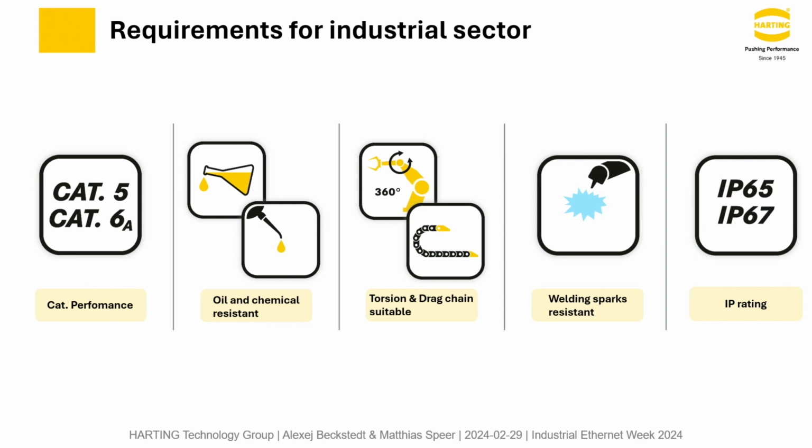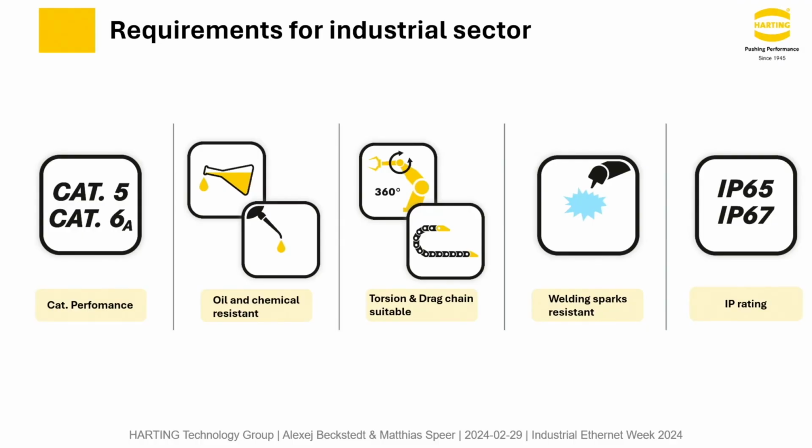Additional to that, we have some requirements in the air, especially chemical substances which can damage the surface of the cable and connectivity. We have here torsion and drag chain movements, which are necessary to fulfill. Here it is really important to choose the right material to fulfill such kind of movement operations.